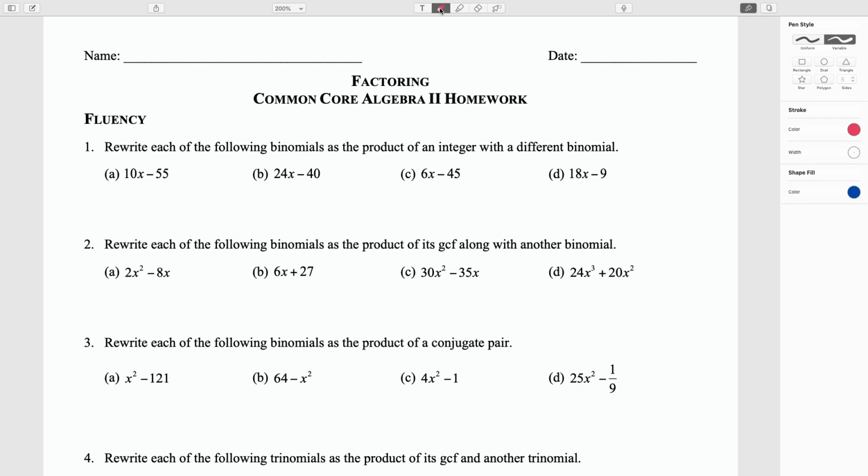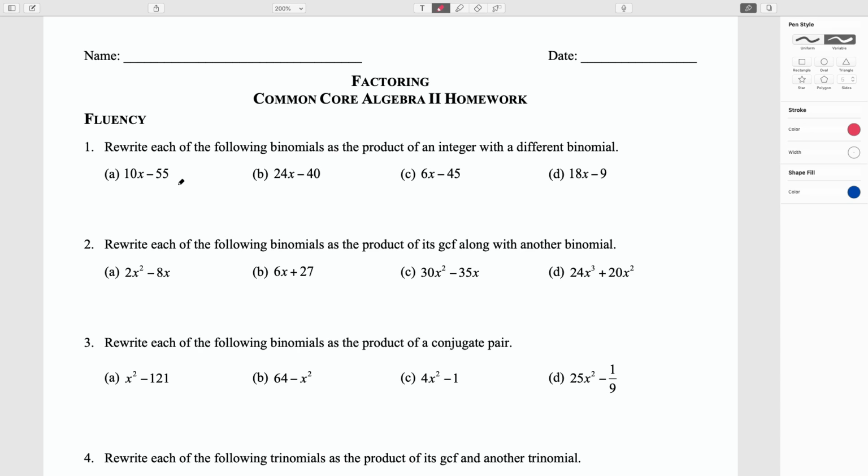So pretty much we're going to use the GCF method because each of these terms in every expression has a common factor, and we are going to pull that GCF, the greatest common factor, out and then write the remaining terms. That's a strategy you use when you are factoring and all of the terms in the expression have common factors. So 10x minus 55.